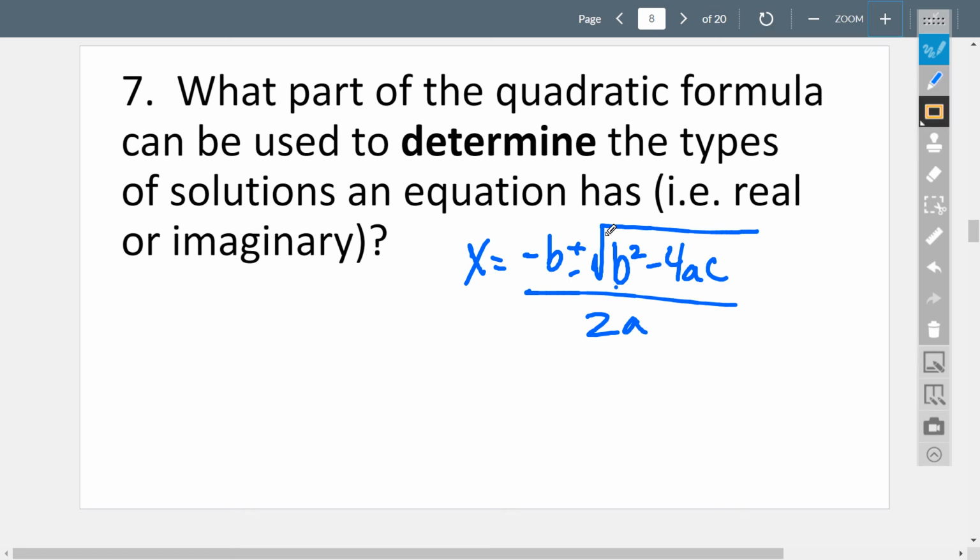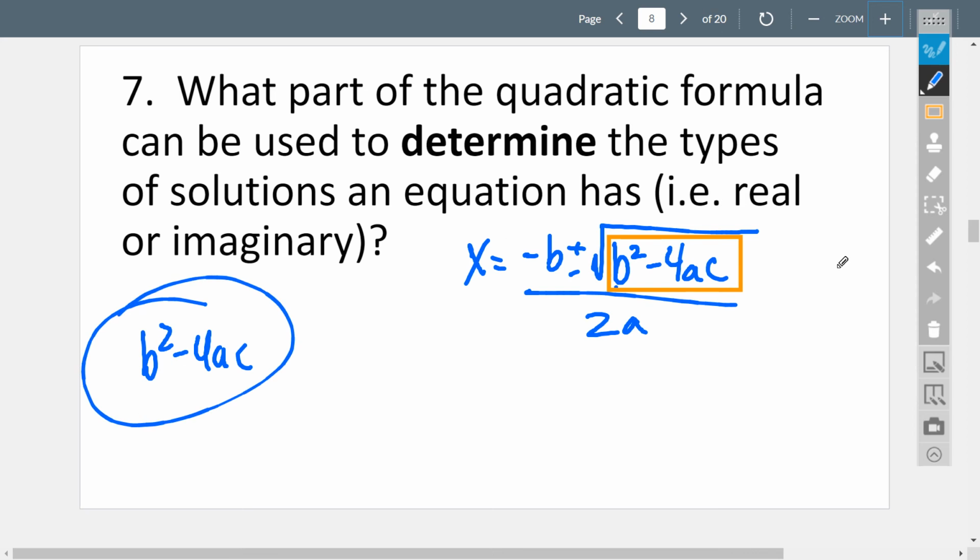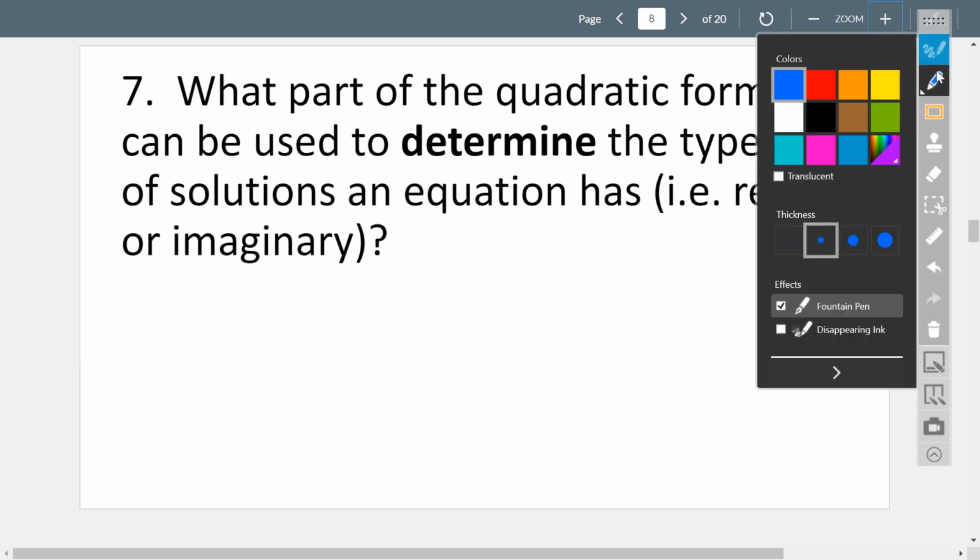Okay, so this part underneath here, b squared minus 4ac, if you evaluate that expression and it's negative, then your solutions are imaginary. And if you evaluate that expression and it's positive, then the solutions are real. So what part? This part, b squared minus 4ac. That part will tell us whether our solutions are real or imaginary.